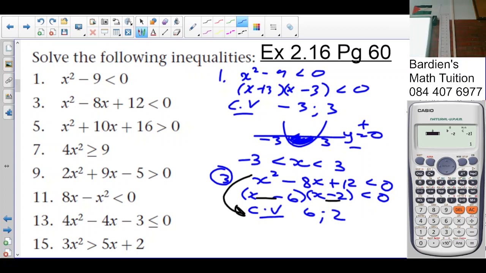So on our graph, we have 2 and 6. Of course, the one that's more negative is on the left-hand side. It has to be less than 0. So is that above the line or below the line? Of course, below the line, as you see me shading it here already. So that's y is equal to 0. Above is positive, below is negative. So we are told that the expression is less than 0, so it's below the line. So x must be greater than 2, but less than 6. Okay, any issues here? No?